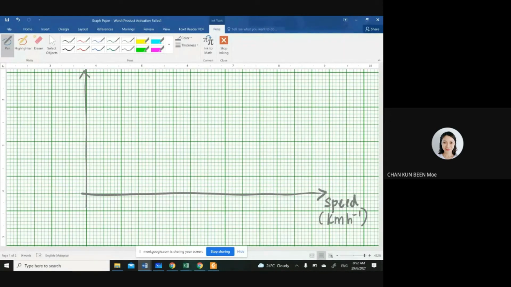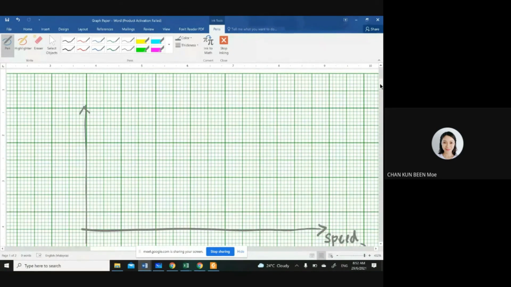You must make sure it's straight. So the vertical axis represents what? The number of cars. Okay, and then they said 2 represents 10, so I'm just going to mark it down, and then this is 20, this is 30, so start with 0.